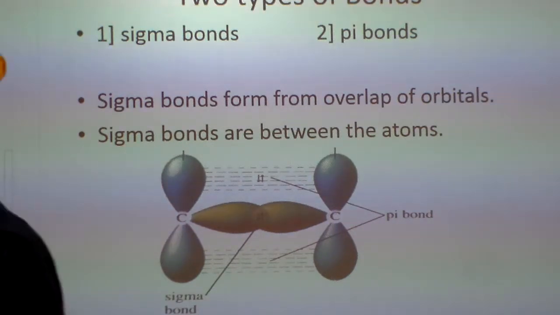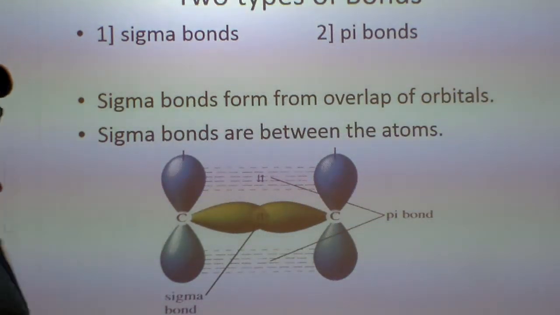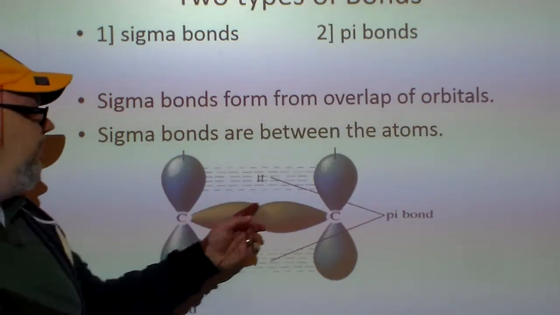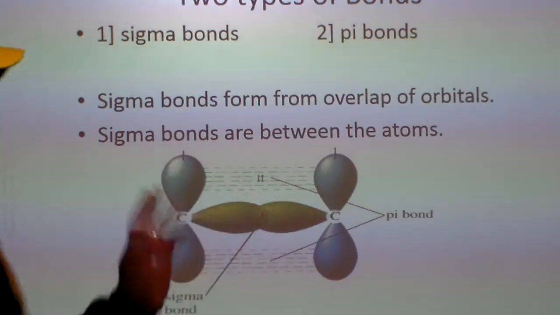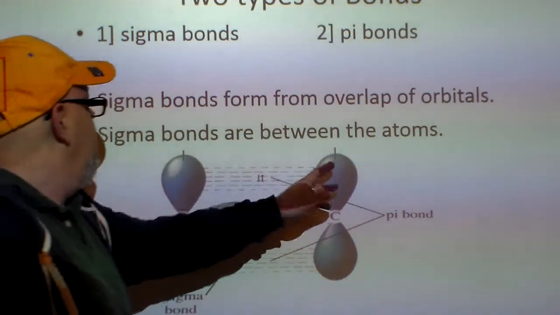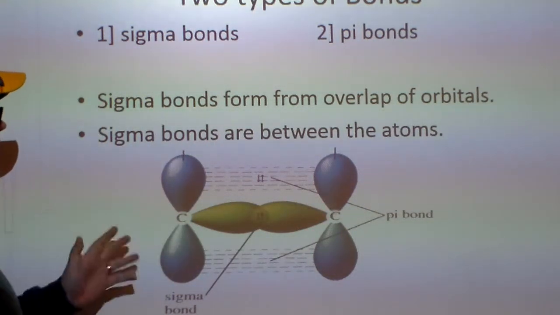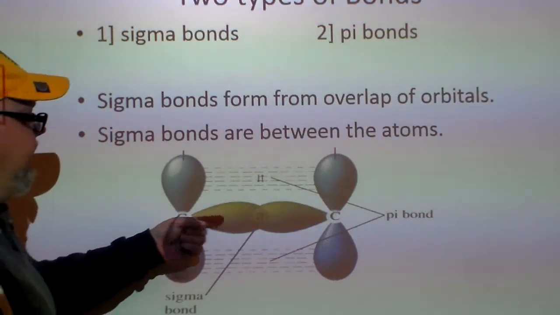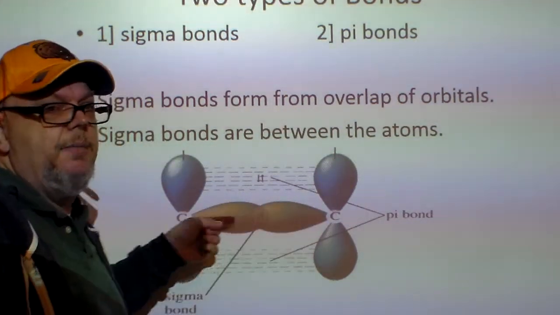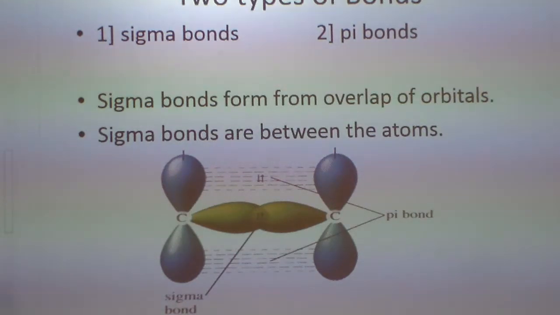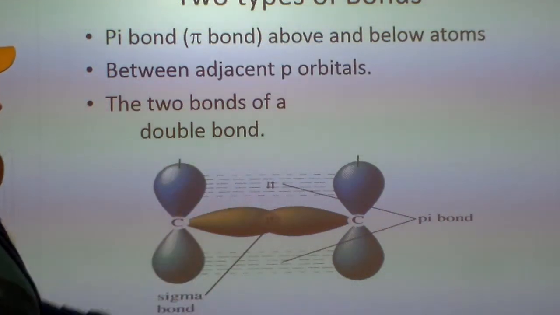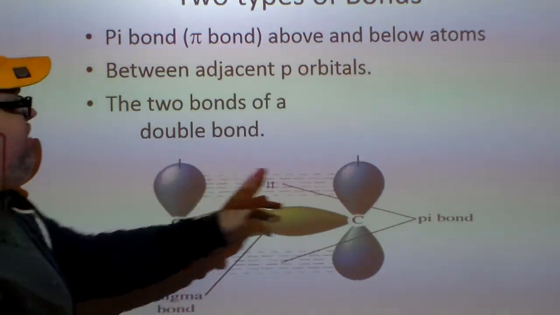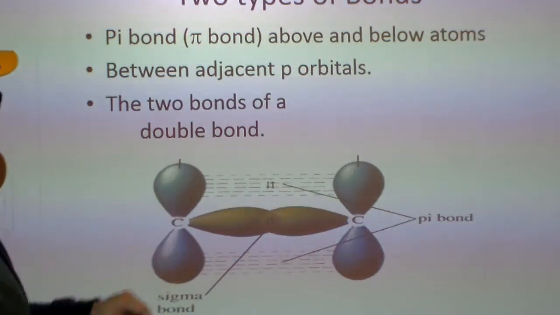But remember, there are 2 types of bonds involved. There's sigma and there's pi. Sigma bonds are formed from the overlap of the orbitals, not like the pi. The pi bonds are different. They are above and below the atom, but the sigma bonds are in between the atoms. That's where you get your single bond. When we look at the pi bond, it's above and below the atom. Now, they happen to be adjacent to the p orbitals here.